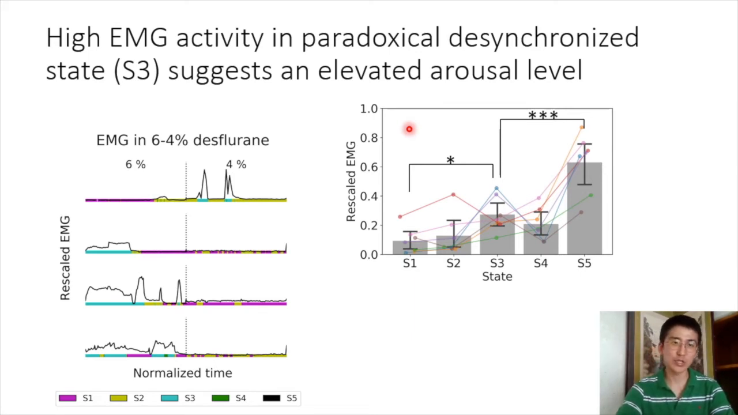Therefore, we measured EMG activity to follow the level of arousal. Although both S1 and S3 occurred mostly in 6% depth brain, EMG of S3 was substantially higher than that of S1 or S2. Here is the statistical comparison. The 7 lines represent 7 animals. Statistically significant differences in the rescaled EMG were found for S3 versus S1 and S3 versus S5.